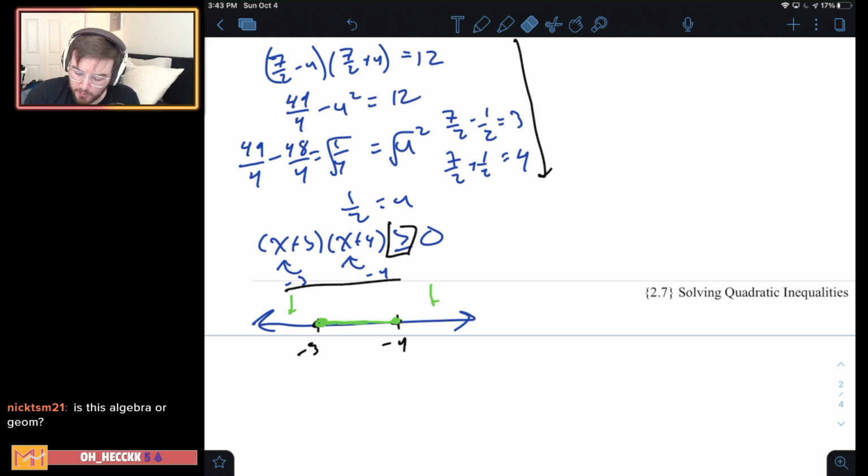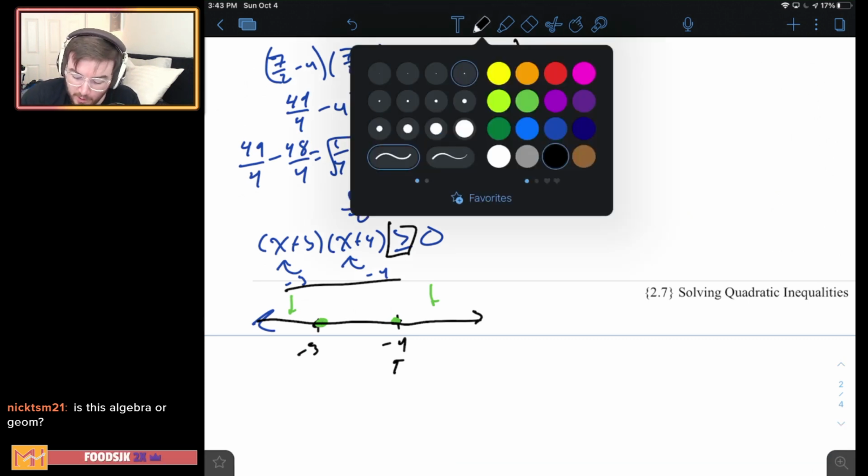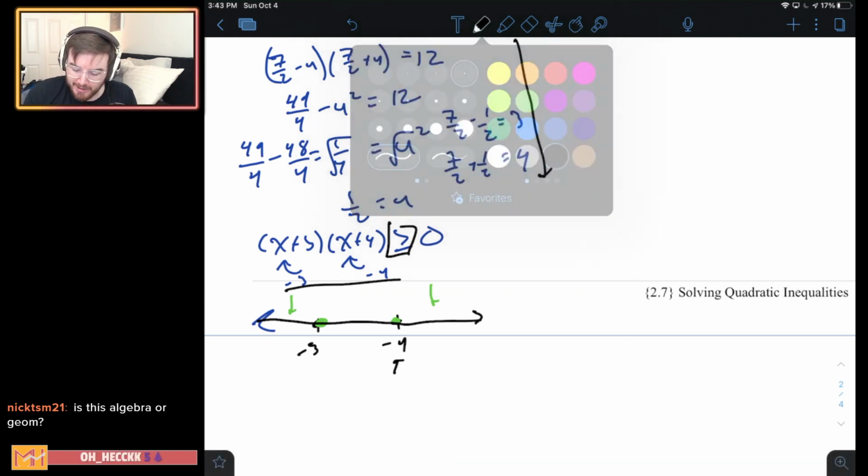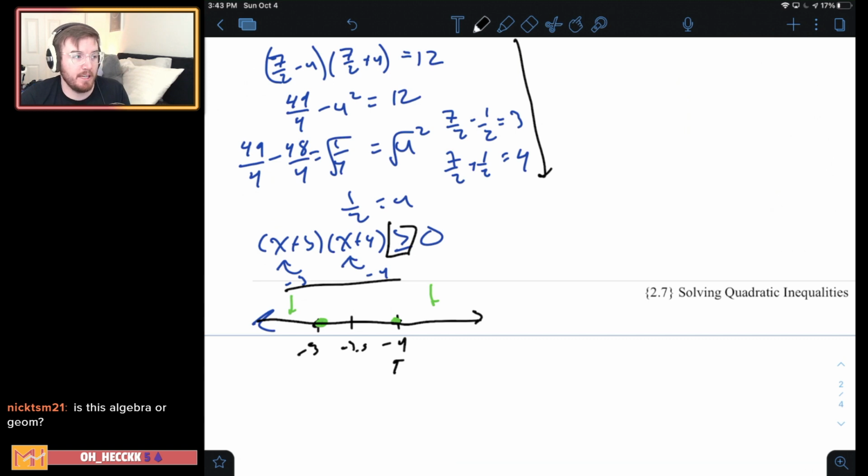Oh, I just realized I plugged in 0. This is not -3 to +4. That's -3 to -4. I plugged in the wrong number. You realize that? That's my bad. I was thinking this was a +4. It's a -4. So what's a number in between those two? Like -3.5. All right? -3.5 would be in between those two. Plugging in, -3.5 plus 3 gives me -0.5, and -3.5 plus 4 gives me +0.5. Well, a negative times a positive gives me a negative, and a negative is not greater than or equal to 0.